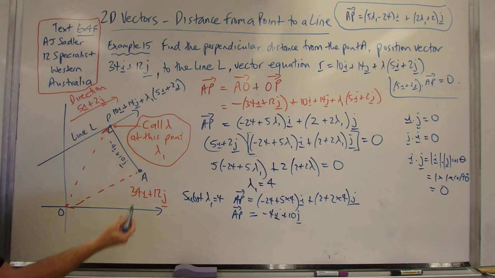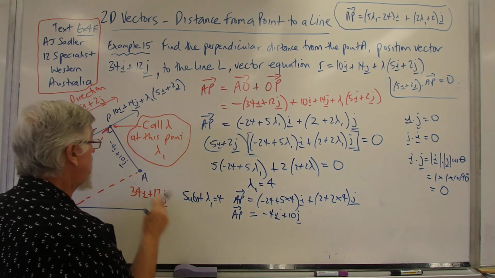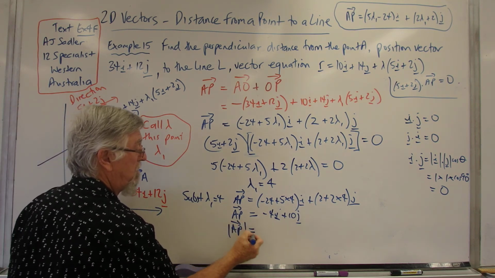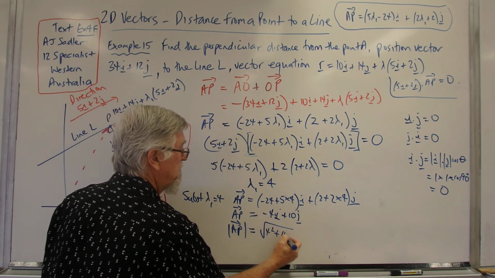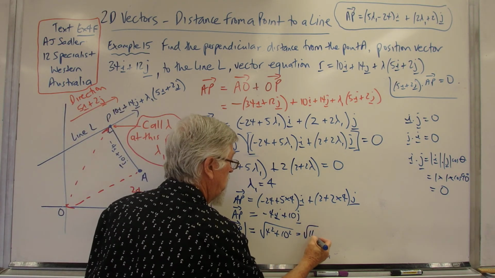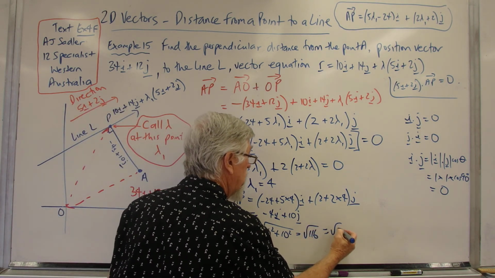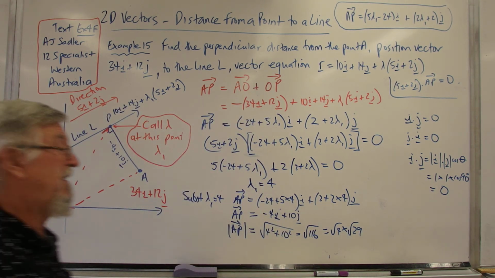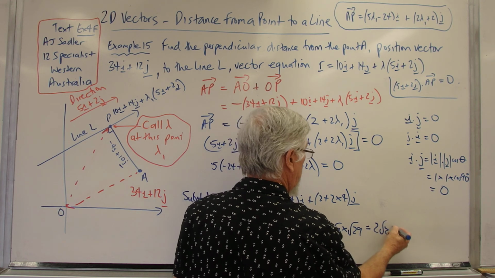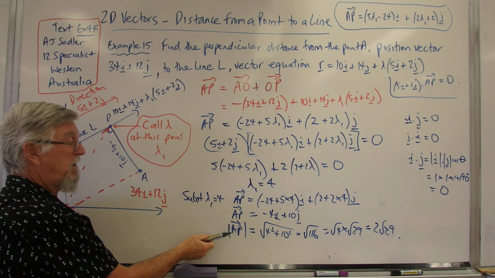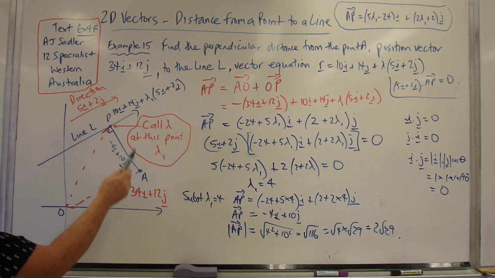And if I had a reasonable diagram, you can see I've gone across 4 and I've gone up 10. But we want to know the distance, so that's the magnitude of AP, which is the square root of 4 squared plus 10 squared, which of course is 16 and 100, so that's the square root of 116. And of course you could break that up into root 4 and root 29. A bit easier when I know that in my head. And we've got 2 root 29. So vector AP, we now know what it is, and we know how long it is. So we've now got the distance from A to that line.